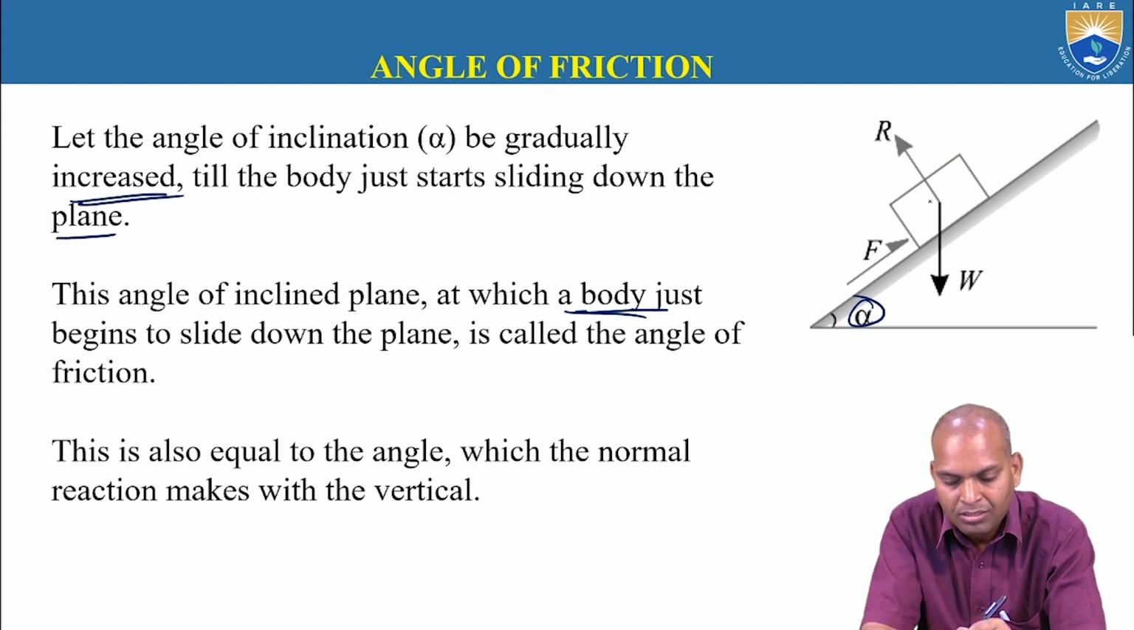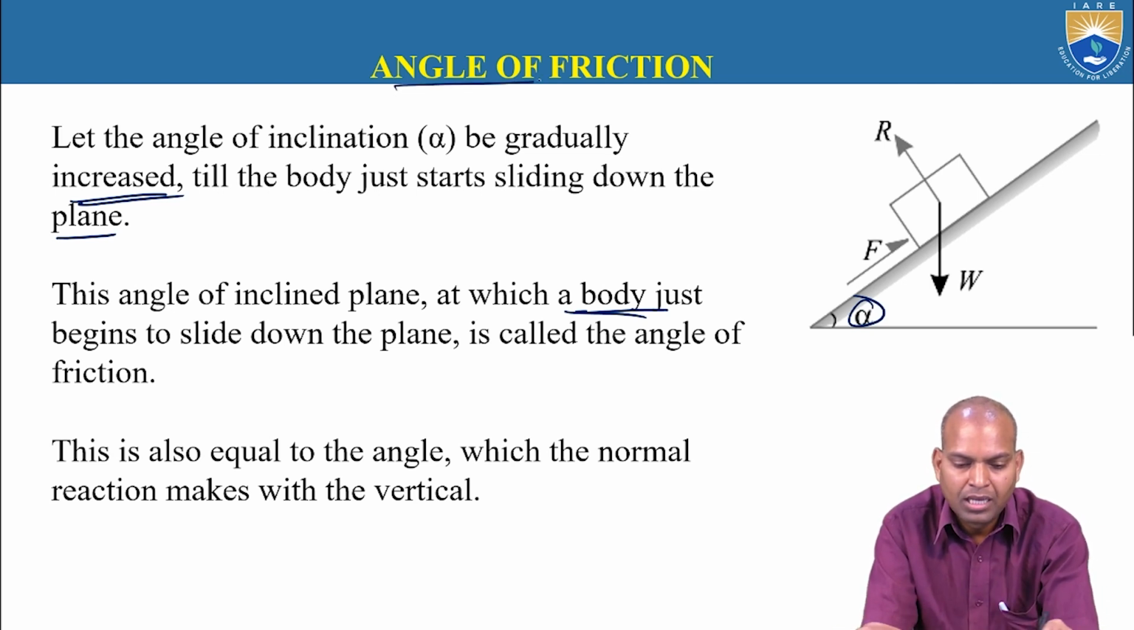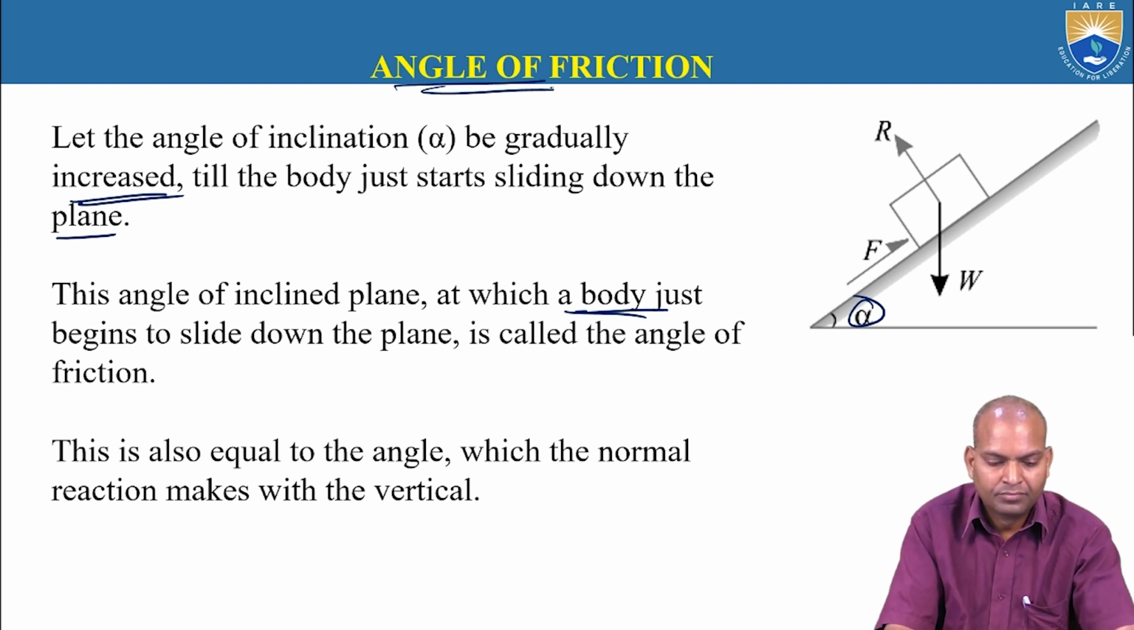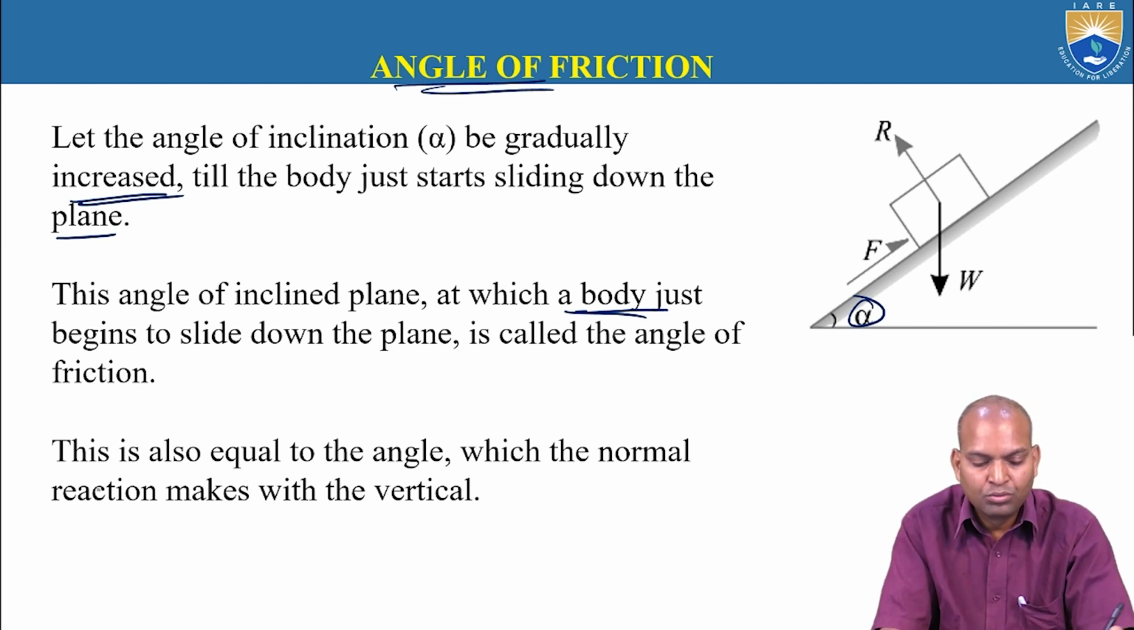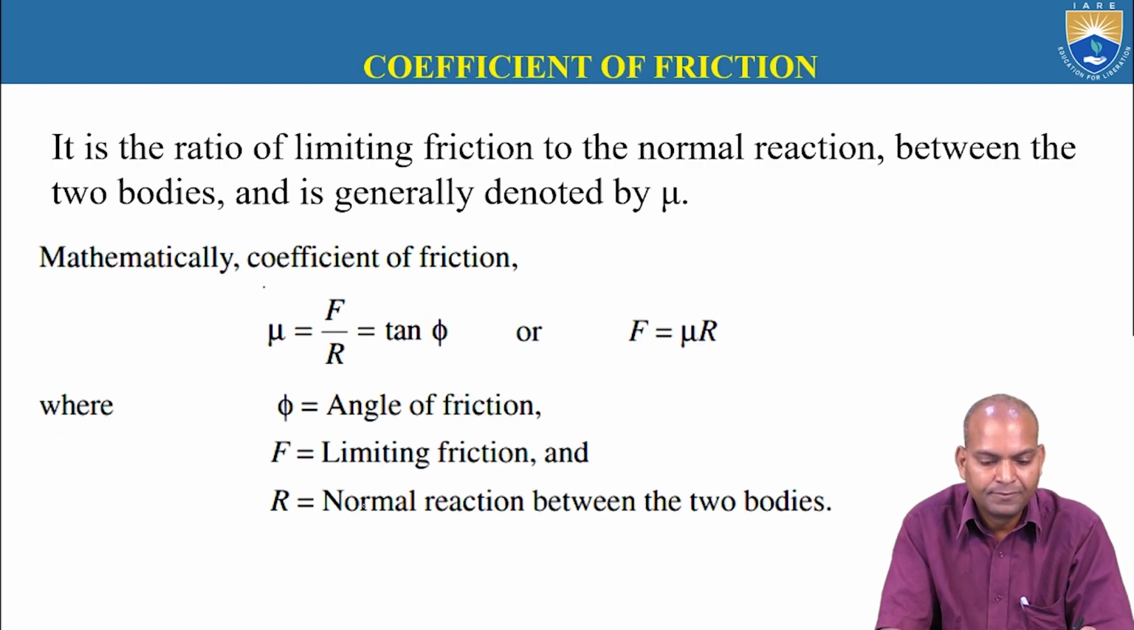Initially, we keep the weight on the plane at a small angle alpha. Then it doesn't slide down. Slowly increase the angle alpha from 10 to 20, 20 to 23, like that slowly. At some angle, the body begins to slide. That angle is known as the angle of friction. This is also equal to the angle which the normal reaction makes with the vertical.